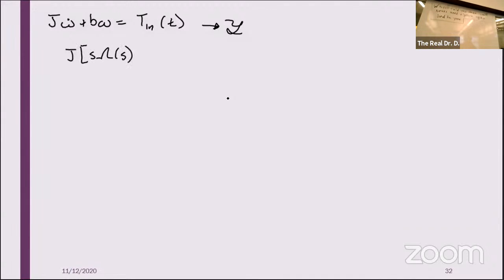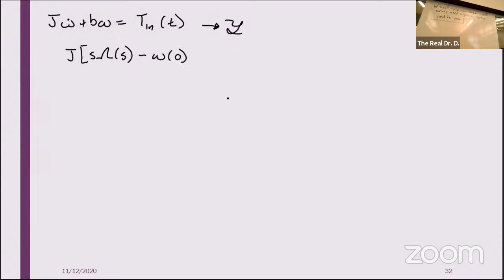So there's my equation, right? So what do I have to do? Right, J omega dot plus B omega is equal to T in of t. Well, Laplace, right? Take the Laplace transform here. If I take the Laplace transform, I'll have J times s of Omega. Right, that's a capital omega. The horseshoe looking thing's a capital omega. I swear, it's true. 100% true.